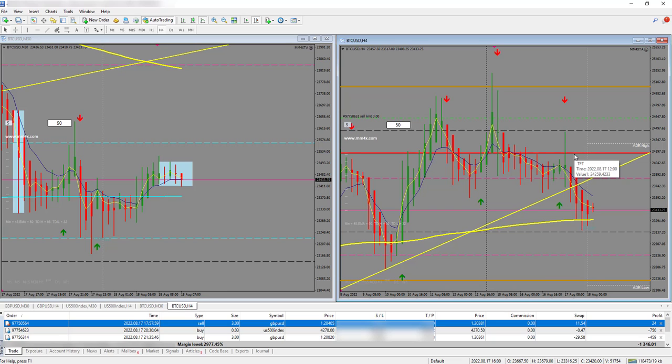I already marked it off. This is a 78.6 retracement level, and that is at 2417.096. So this is what I would do for today. I would buy this for today.